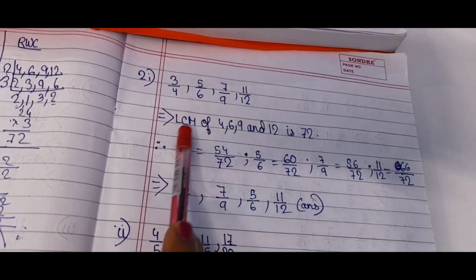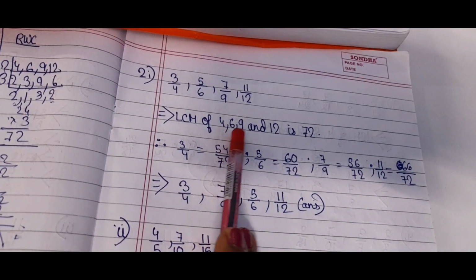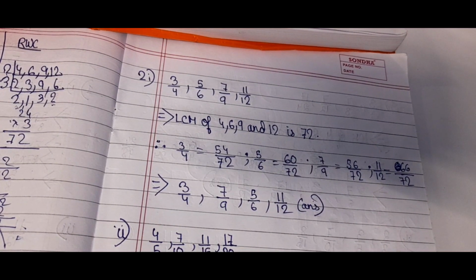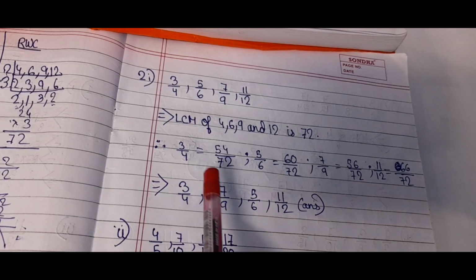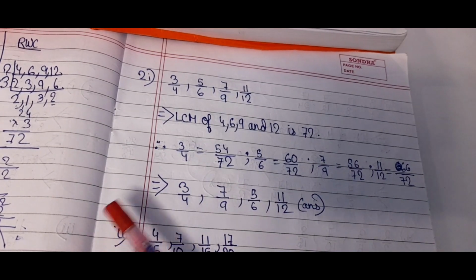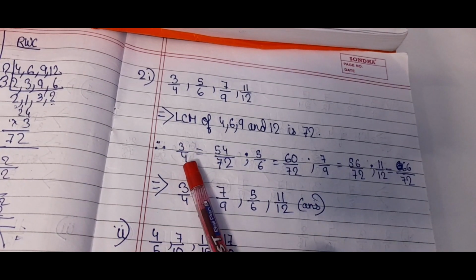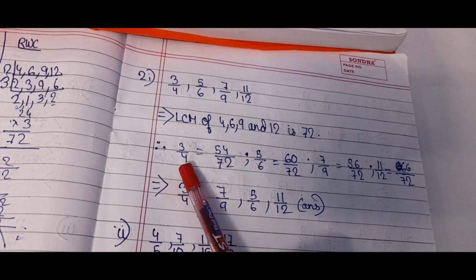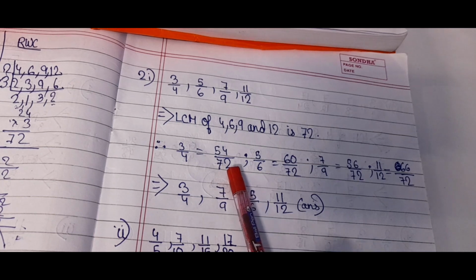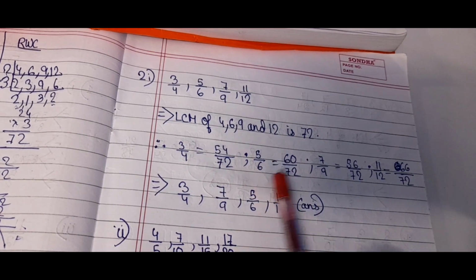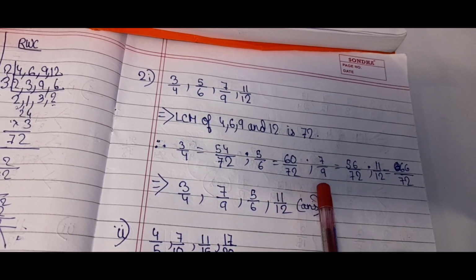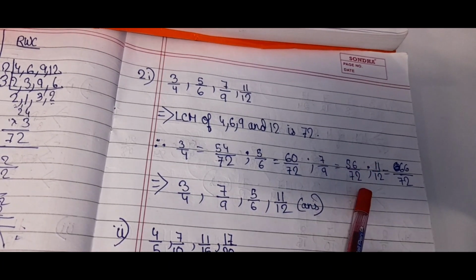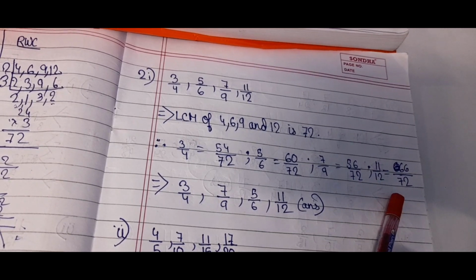First of all, we have to find the LCM of 4, 6, 9 and 12. That will be 72. Now we can write the multiples of the fractions. 3 by 4 we can write as 54 by 72. 5 by 6 will be 60 by 72. 7 by 9 will be 56 by 72. 11 by 12 will be 66 by 72.